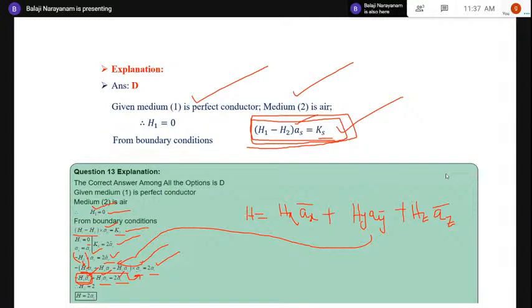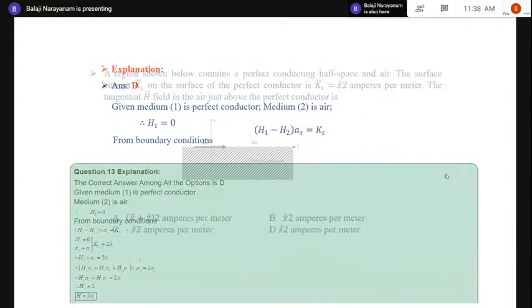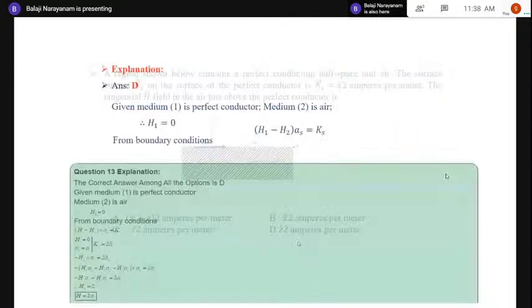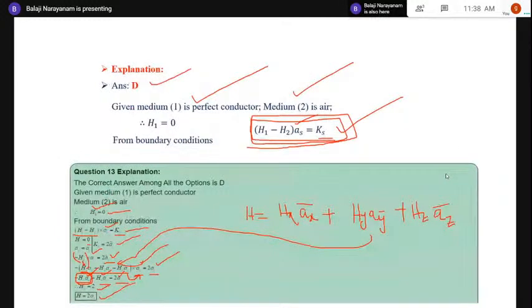So Hx Ax bar is equal to 2Ax, and Hz value is equal to 2, and H is equal to 2Az bar. In place of Az bar we have z cap. So your correct answer is D.